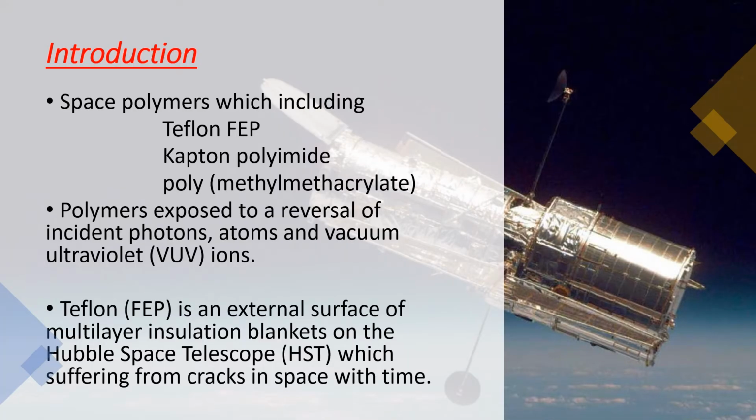There are some polymers used in space such as Teflon FEP, Kapton polyimide, and polymethyl methacrylate. These polymers are exposed to a reversal of incident photons, atoms, and vacuum ultraviolet ions. Teflon FEP is the external surface of multi-layer insulation blankets on the Hubble Space Telescope, which is suffering from cracks in space with time. So we proposed our work to enhance the surface of Teflon FEP with some nano metal oxides.